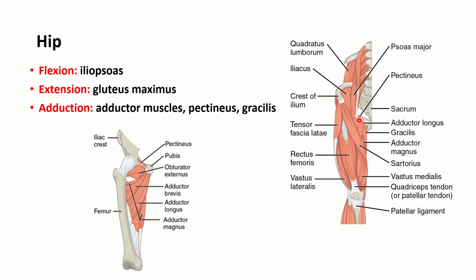You have the pectineus muscle, and then you have the adductor muscles. So adductor muscles, there are three of them. The adductor magnus is a really big one, and then you have the adductor longus and adductor brevis here. So there are different muscles that can cause adduction.